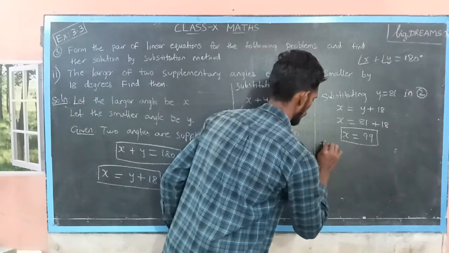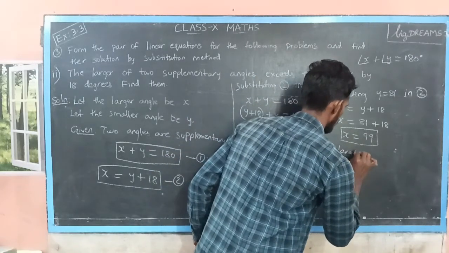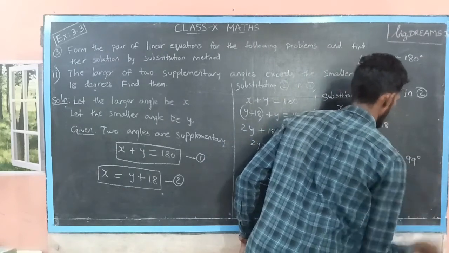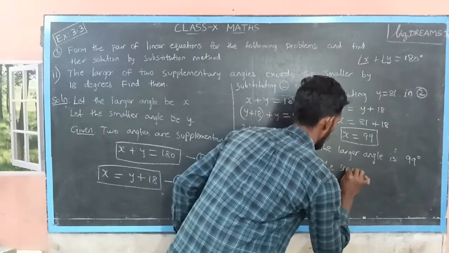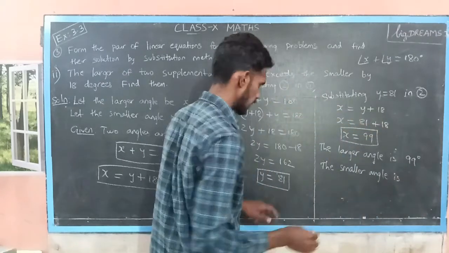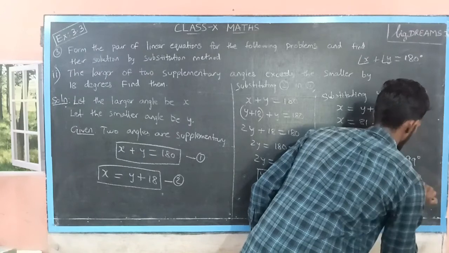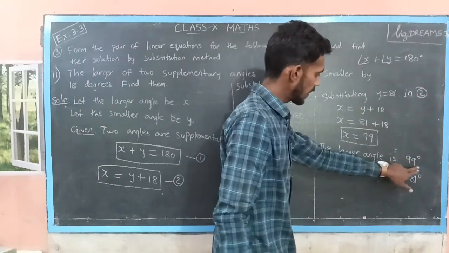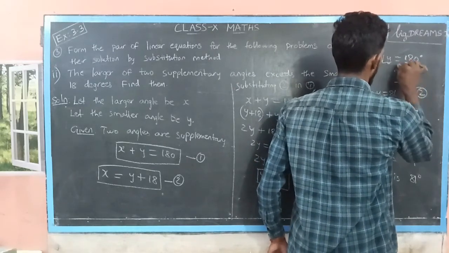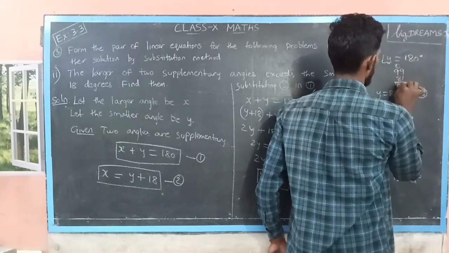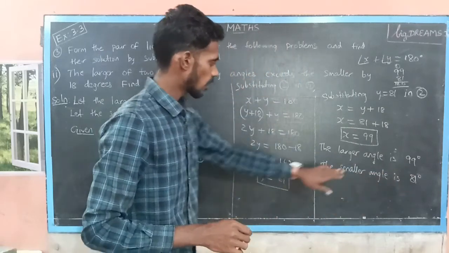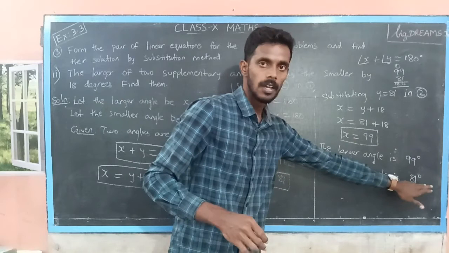Okay, now the larger angle is 99 degree, then the smaller angle, that is the angle measure of y, the smaller angle is 81 degree. Now we can cross check these answers by adding 99 and 81. So 99 plus 81 is 180. So we are getting 180. Thus these two angles are supplementary angles. Clear? So the larger angle is 99 degree and the smaller angle is 81 degree. Clear?